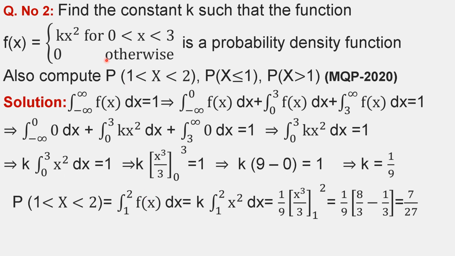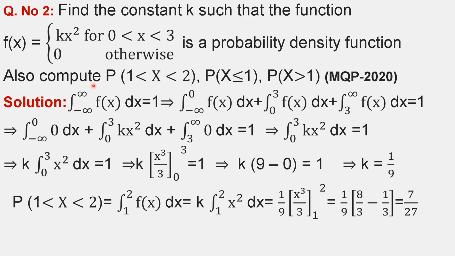Next question. Find the constant k such that the function f of x is a probability density function. So suppose this function f of x is the probability density function of a continuous random variable x, then what must be the value of this k? When you say that this f of x is a probability density function, this f of x will satisfy two conditions. One is f of x will be greater than or equal to 0 for all x. Another one is integral from minus infinity to plus infinity f of x dx will be equal to 1. So to find k, you can make use of the two conditions.